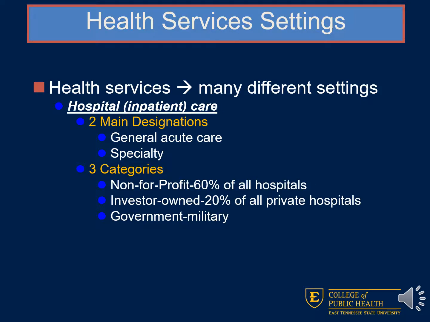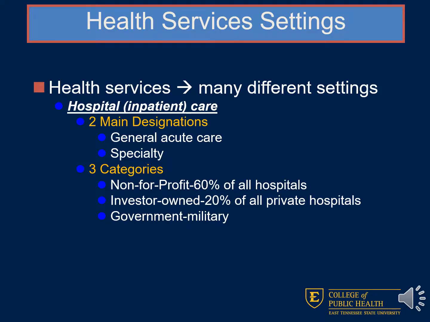And when we look at the structure of healthcare service settings, we have four primary types of settings in health services. So the first one I want to review is our hospital setting. And this is really going to encompass two main categories that we can consider, which is general acute care hospitals and specialty hospitals.